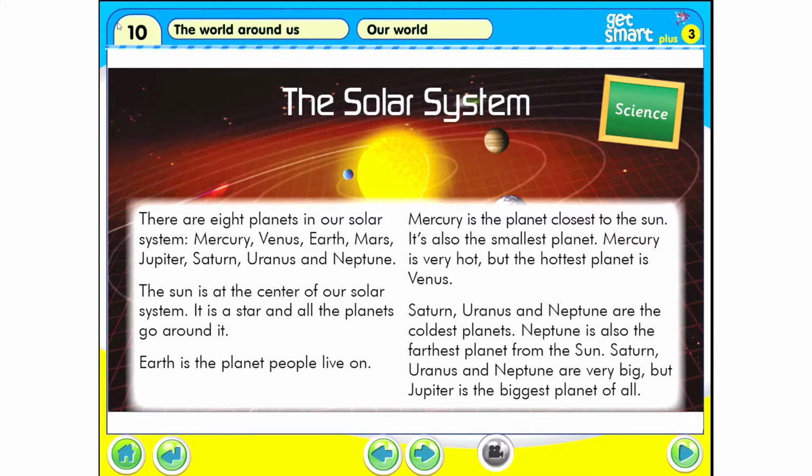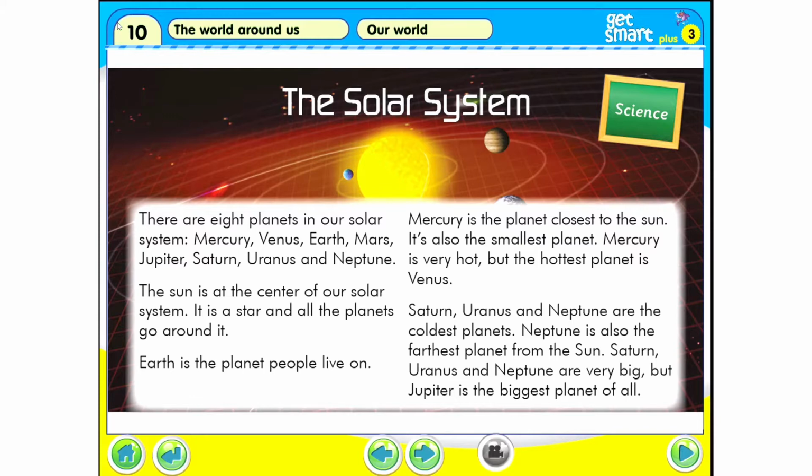Activity 1. Listen and read. Science. The solar system. There are 8 planets in our solar system: Mercury, Venus, Earth, Mars, Jupiter, Saturn, Uranus, and Neptune. The Sun is at the center of our solar system. It is a star, and all the planets go around it. Earth is the planet people live on.